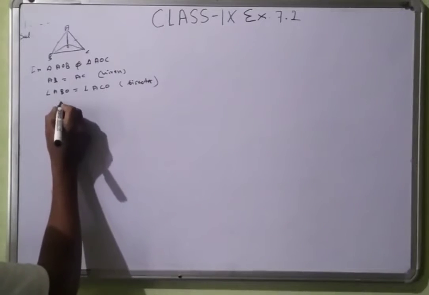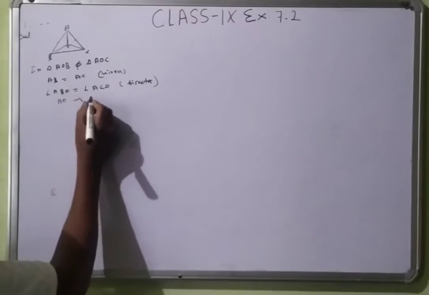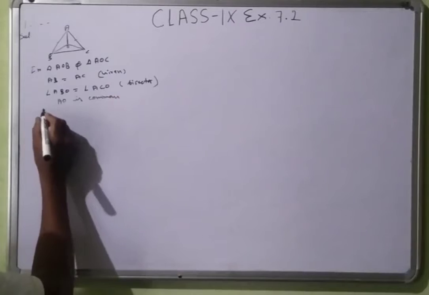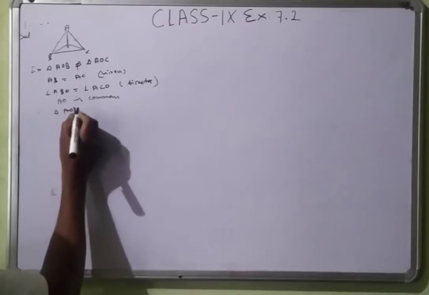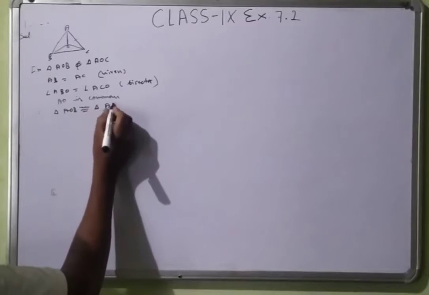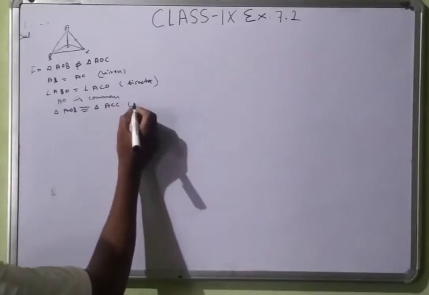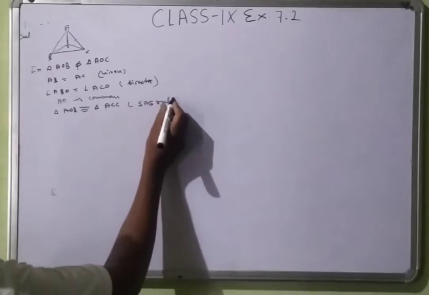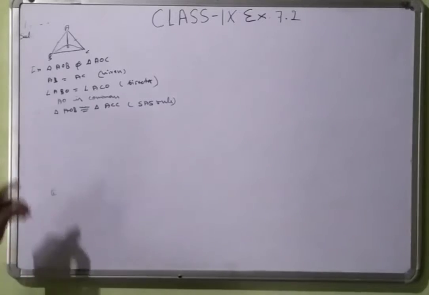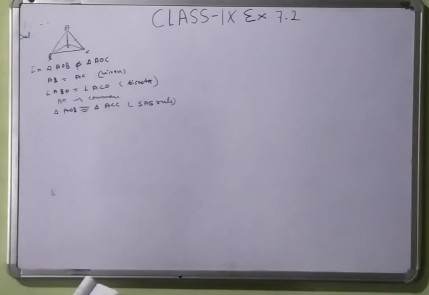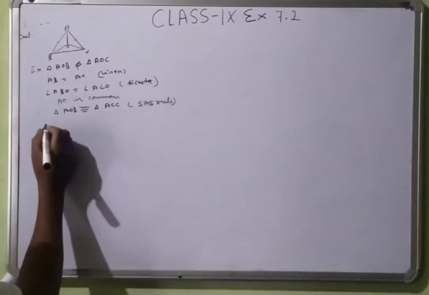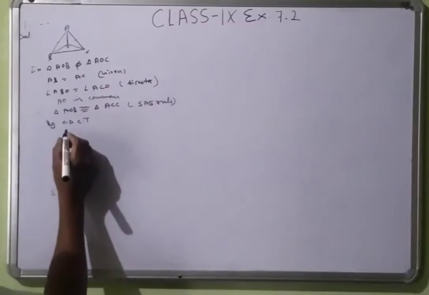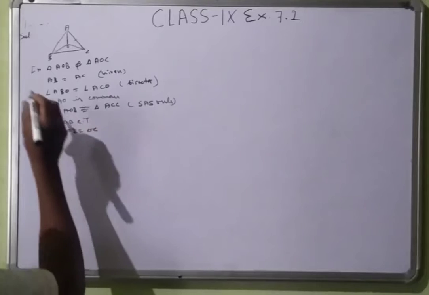Now AO is common. So triangle AOB is congruent to triangle AOC by the SAS congruence rule, because side angle side. By CPCT, OB is equal to OC. That is the first part.